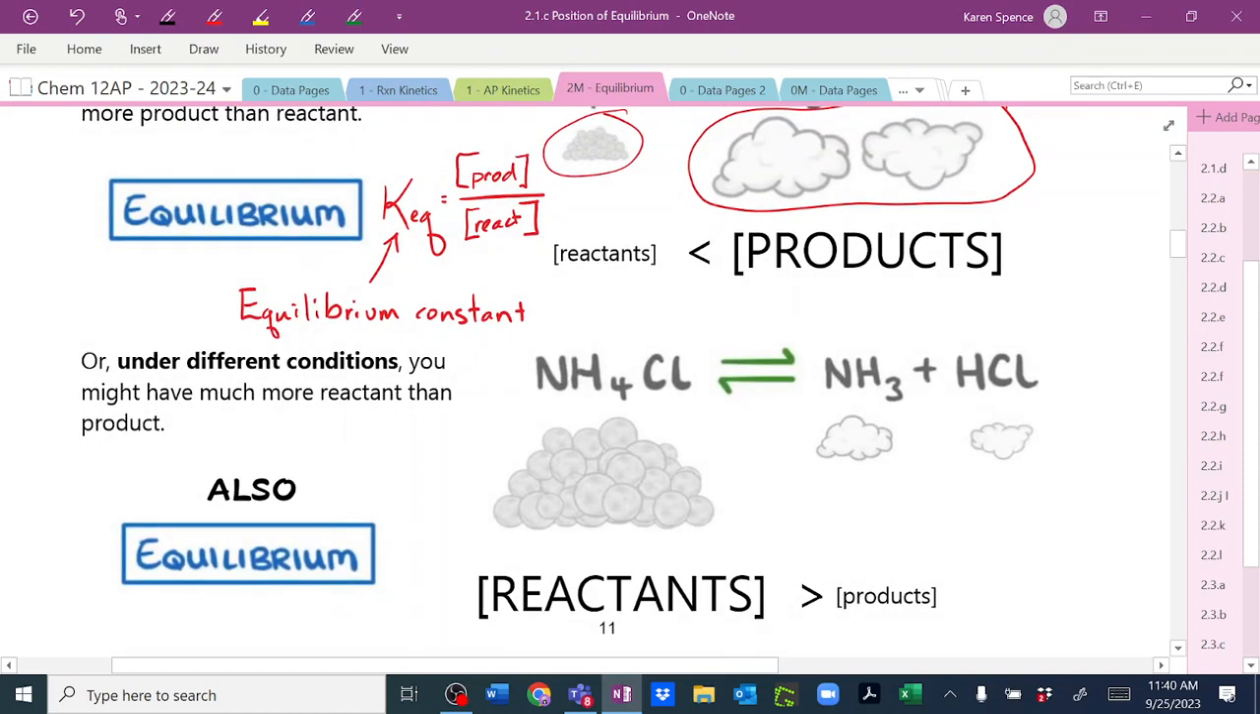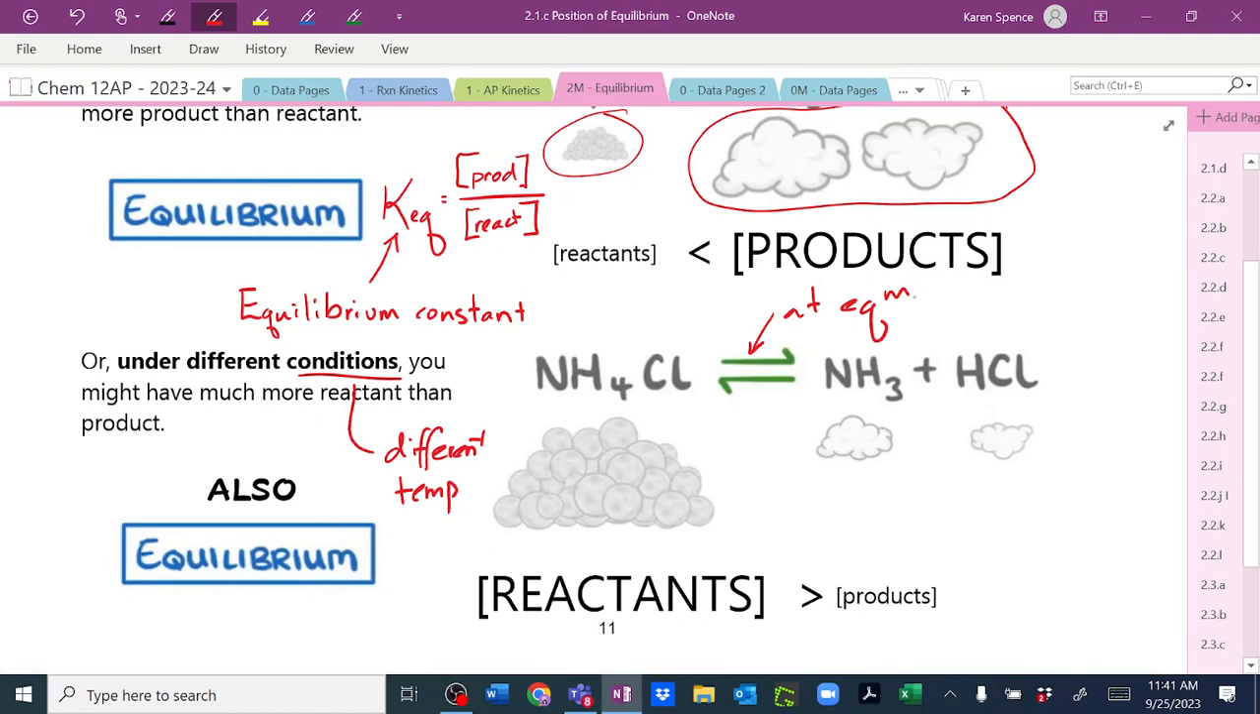Okay, so under different conditions, maybe I increase the temperature or maybe I decrease the temperature, I don't know which. At equilibrium, under different conditions, say at a different temperature, you might have at equilibrium more reactants than products. And that's fine, it's just a different set of conditions, yes? But if you don't change the temperature, that ratio will remain the same. The moment you change the temperature, you can get a new ratio, okay?